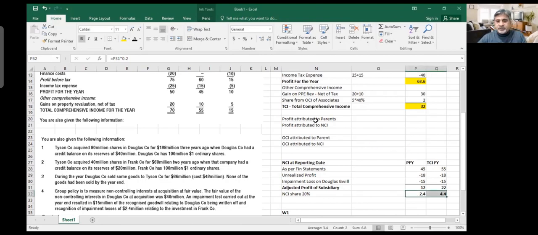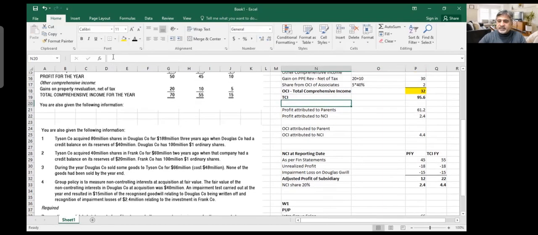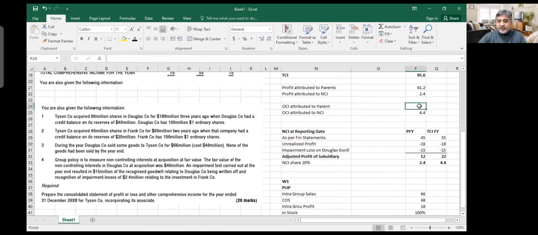And now you say profit attributed to NCI was 2.4 million, and attributed to parent is 63 minus 2.4. Then OCI attributed to NCI would be 4.4, and OCI to the parent would be, and I actually need to make here this is OCI, and then I would say TCI, total comprehensive income. I need to make a line here. The TCI would be 63 plus 32, the sum total of these two, 95.6. So 4.4 goes to the NCI, and the remaining 95.6 minus 4.4, that 91.2, goes to the parent.